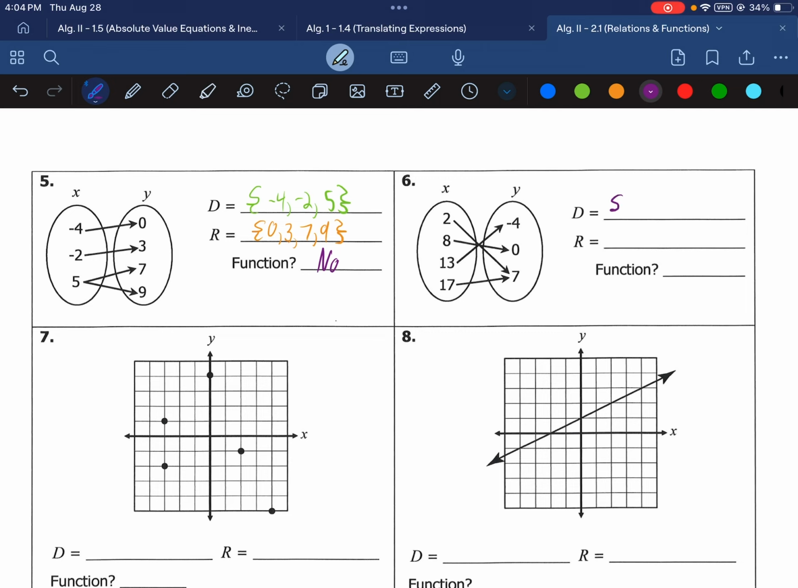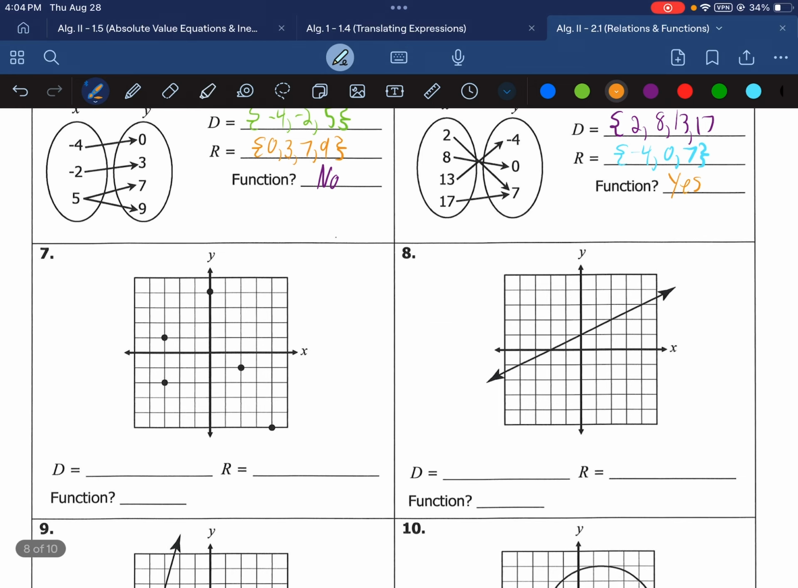On number 6 here, the domain, the x values least to greatest, would be 2, 8, 13, and 17. The range, least to greatest, would be -4, 0, and 7. And yes, we have 2 arrows going to 7, but we only write the 7 once, even though it's part of 2 ordered pairs, 2, 7, and 17, 7. And even though that repeats, it's not an x repeating, and so yes, it is a function.